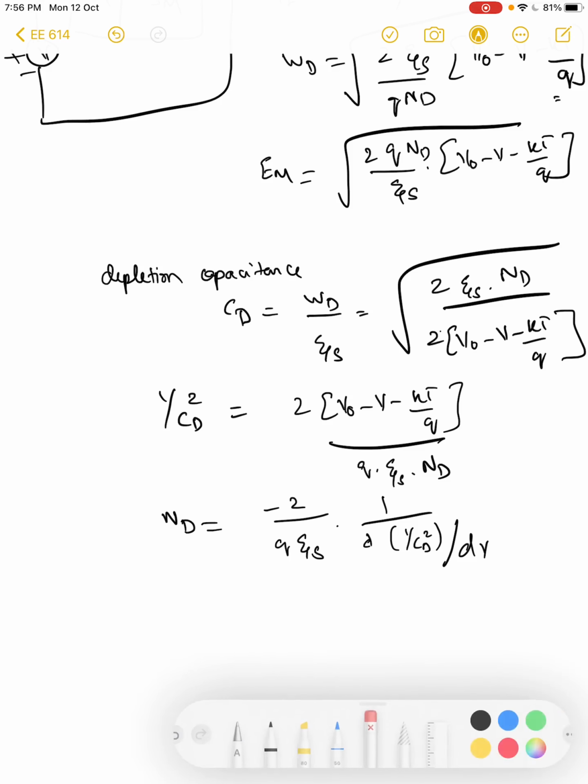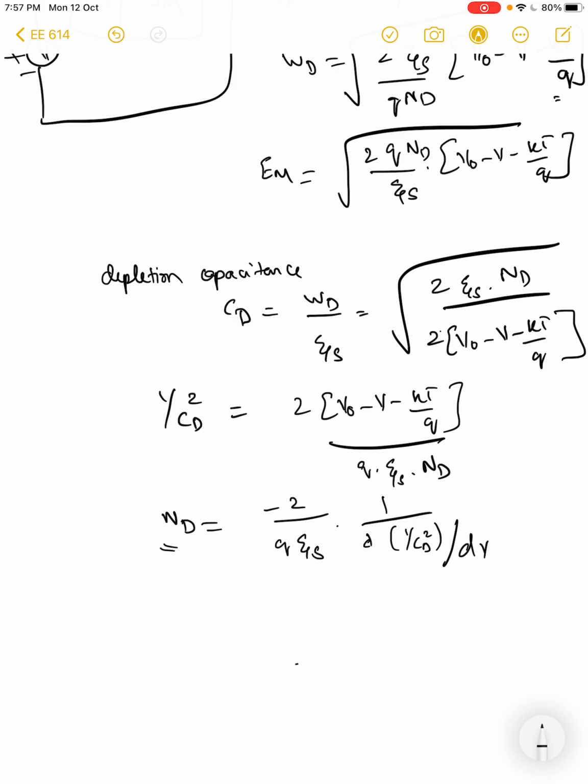Right? So basically what it means is, if I take the depletion width or depletion capacitance as a function of applied bias V, and then plot 1 by CD square as a function of potential, the intercept or the slope will give me the doping density. And this is mostly done in places where you have differential doping, or in situations where you have ion implantation at a particular depth and all those things.